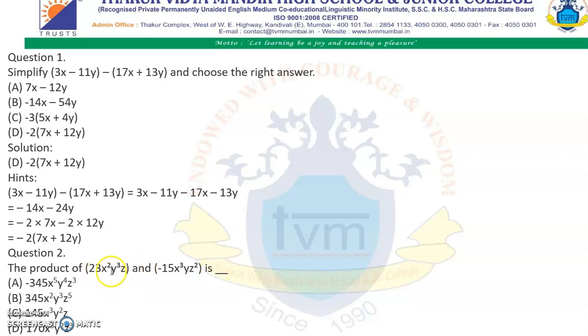find the product. When you multiply 23 into minus 15, we get minus 345 x raised to 5, y 4, z cube. Here the answer is not given, you have to find it by yourself. We are going to get the answer A.